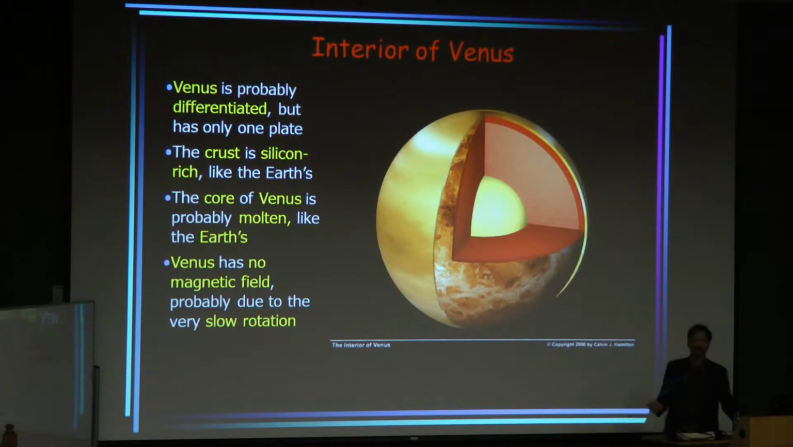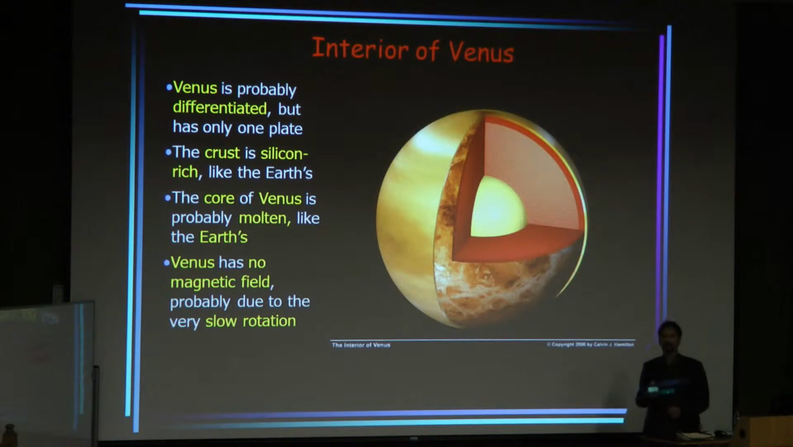We surmise that there's only one plate, just one single plate, not around half a dozen plates like we see on the Earth, because of the lack of tectonic activity. It's probably a near twin to Earth in terms of composition, so the crust is probably silicon-rich, and the core is probably molten with a high nickel-iron content.